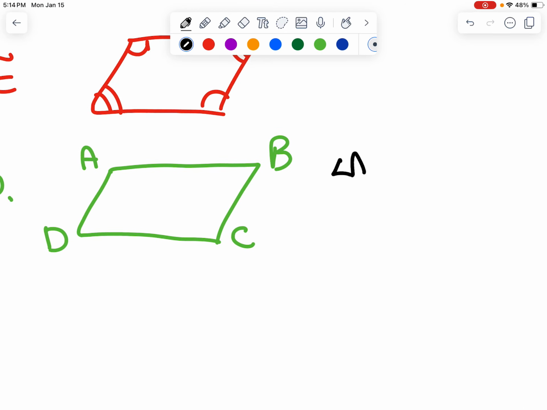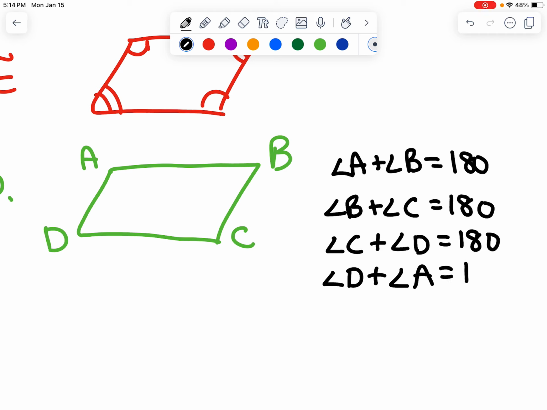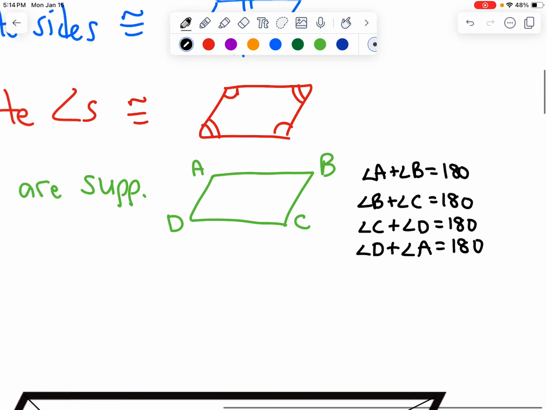So angle A plus angle B equals 180 degrees. Angle B plus angle C equals 180 degrees. Angle C plus angle D equals 180 degrees. And guess what? Angle D plus angle A equals 180 degrees. So all the consecutive angles are supplementary.